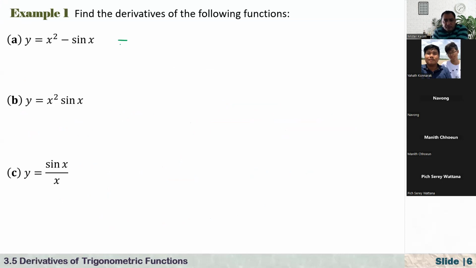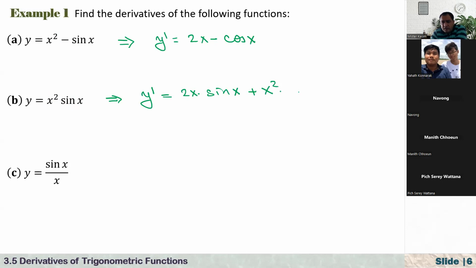What is the derivative of this function? Find the derivatives of these functions. Y prime is equal to the derivative of x squared, that's 2x, minus the derivative of sine of x, that's cosine of x. And how about here? We have the product of two functions, right? U times v. U function is x squared, v function is sine of x. So the derivative is, if you differentiate x squared with respect to x, that is 2x, and v function, that's sine of x. Plus, now here we have x squared. What is the derivative of sine of x? That's cosine of x.